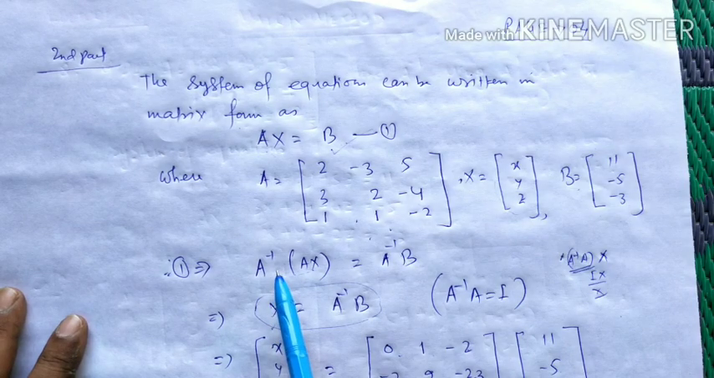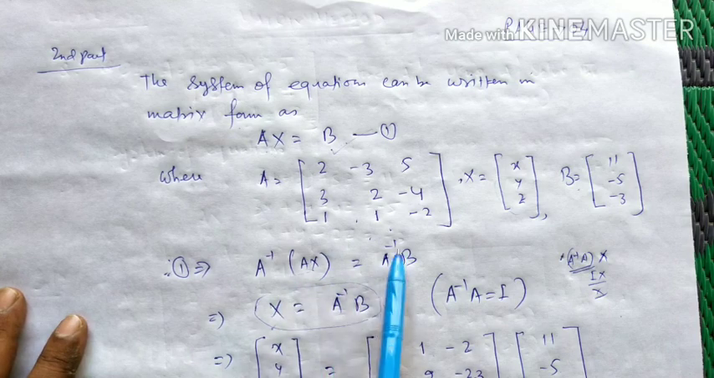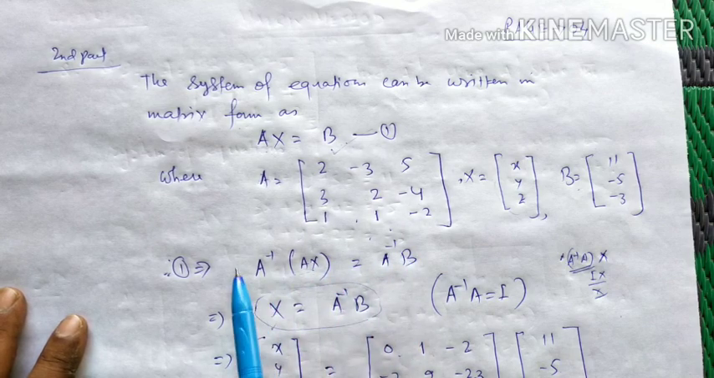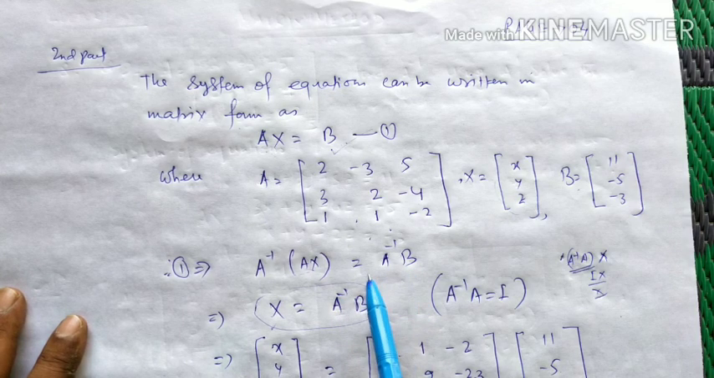Here I am pre-multiplying. Very important: if you multiply on the left of both sides, you can say it is pre-multiplying. If you multiply A inverse on the right of both sides, you can say it is post-multiplying. So x is equal to A inverse B. You can do post-multiplying or pre-multiplying, no issue. Therefore x is equal to A inverse B.